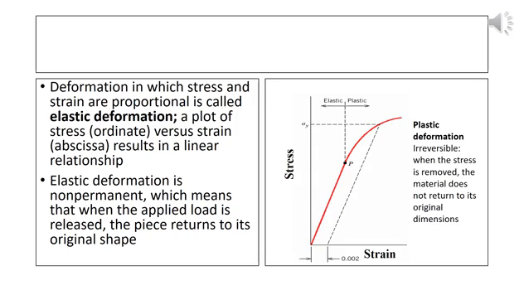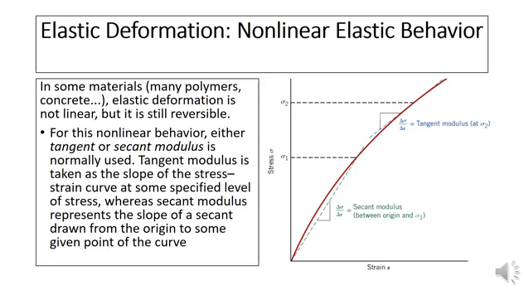But for plastic deformation, removing the stress does not cause the material to return to its original dimensions, and this is called permanent deformation. The other materials don't show linear elastic behavior, even in the non-permanent deformation region, and typically a graph is shown there.